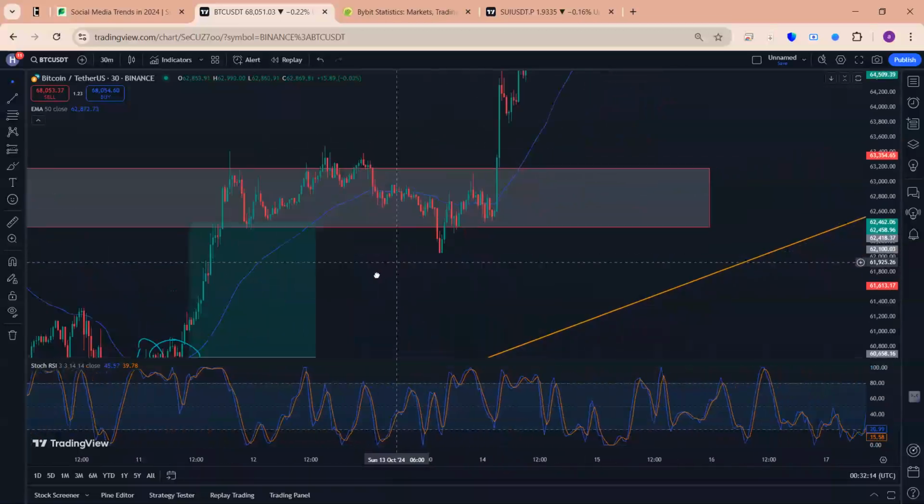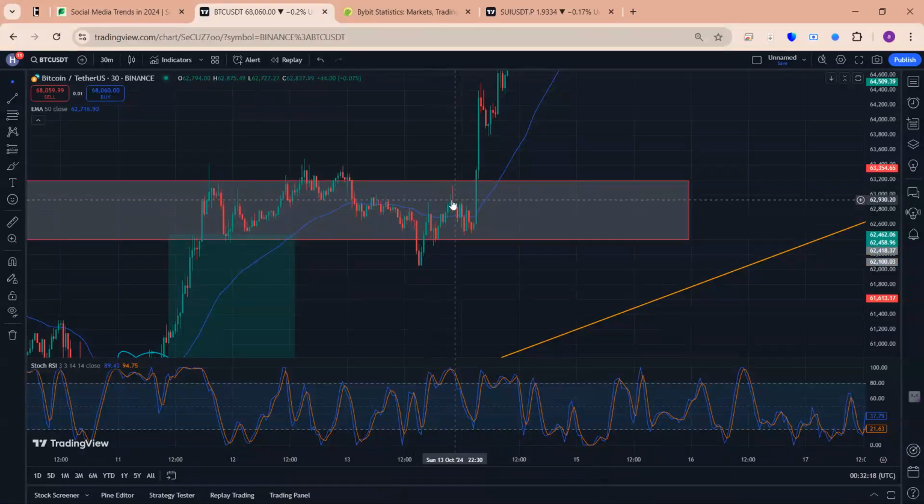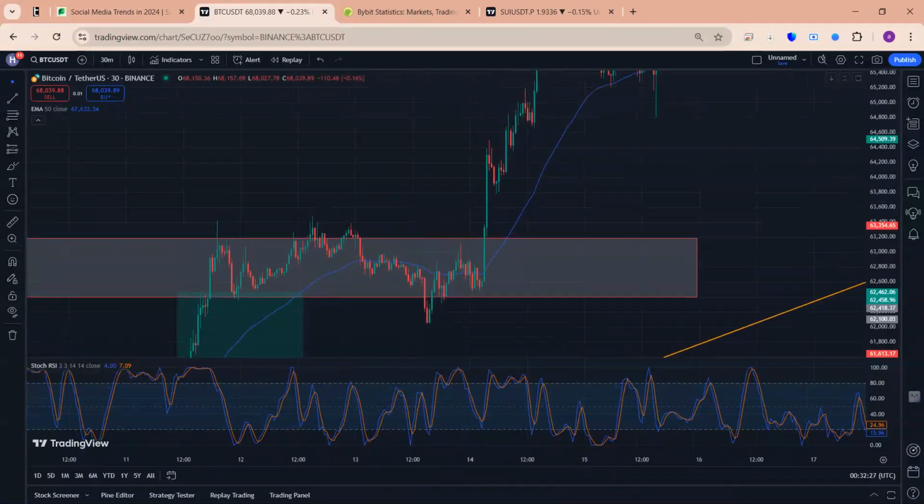So now, if I see what happened here and I realize that it doesn't come down, it comes up and touches my EMA, then it comes down and tries to break it. The moment I see this bullish engulfing candle again, what do I do? I enter that trade again. Go for another long at this level.